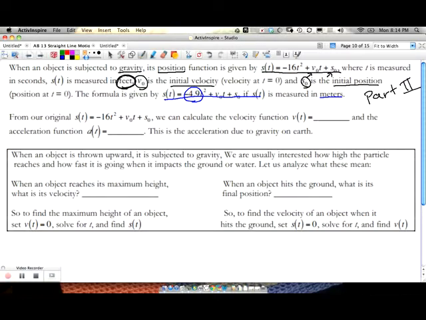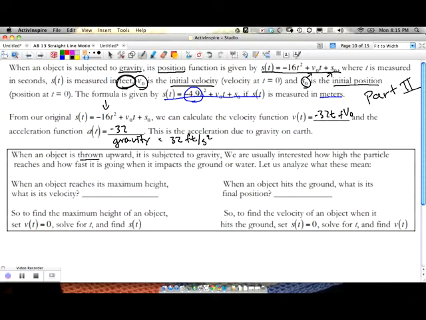So from our original, we can calculate the velocity function. Let's look at velocity in terms of feet here, because we're using the negative 16. Velocity is going to be negative 32t plus the initial velocity. And the acceleration is just going to be negative 32. Go figure. Gravity has an acceleration equal to 32 feet per second squared. Okay, so that's general information here. That's just stuff we need to know in order to do the rest. This is background. Got to know this.